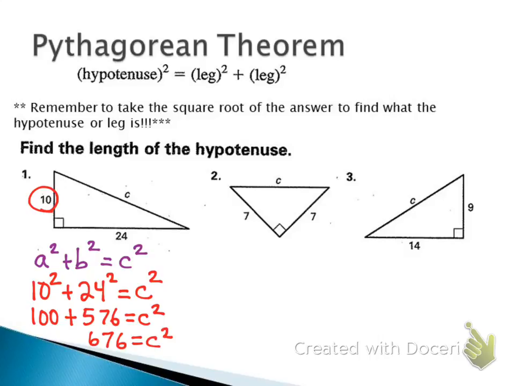Now, I don't want to know what c squared is. I want to know what c is. So does anyone know the opposite of squaring a number? We spent a whole week talking about it. We're going to take the square root of the number. So we need to take the square root of 676. It is 26. Good.